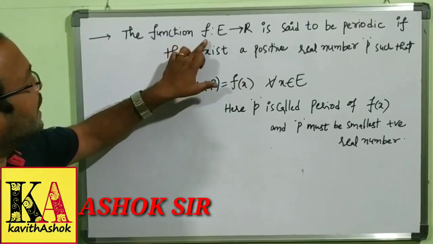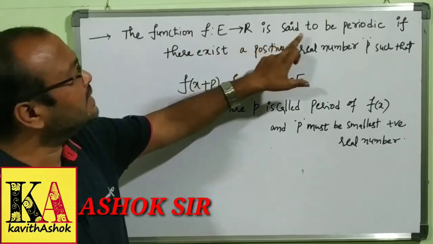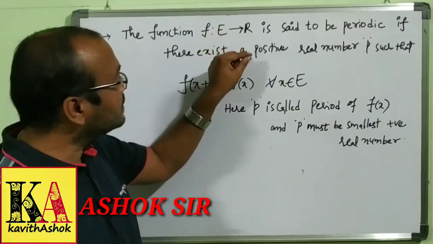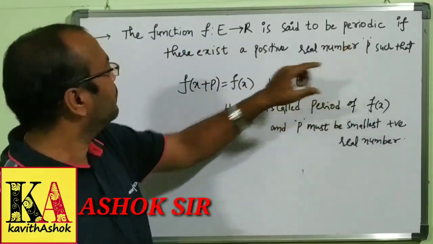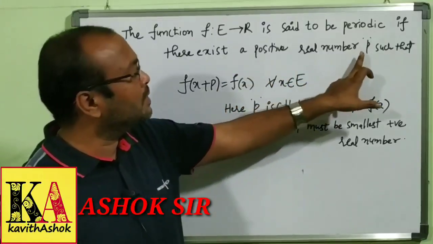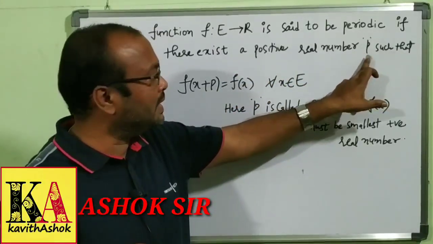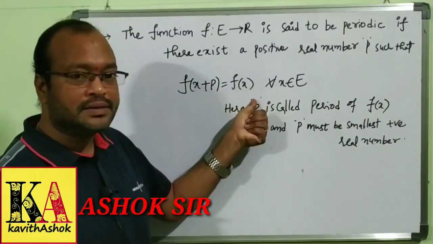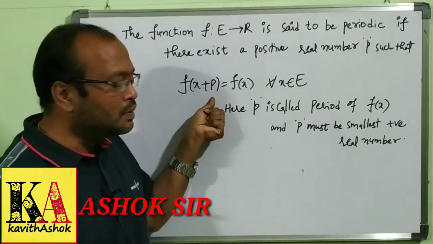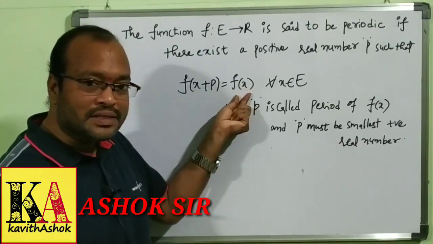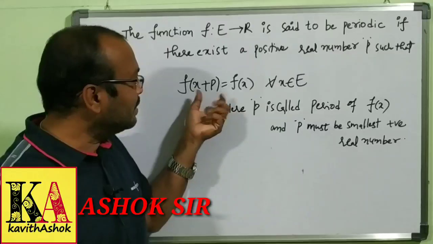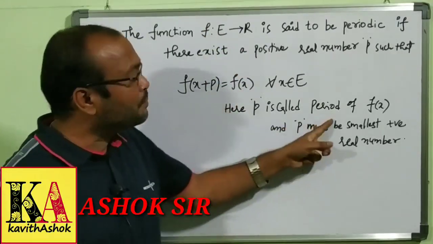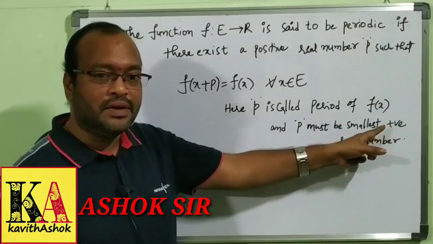The function f from E to R is said to be periodic if there exists a positive real number p such that f of x plus p is equal to f of x. If we add p, there will not be any change in the function. Then f is called a periodic function and this p is called the period of the function.